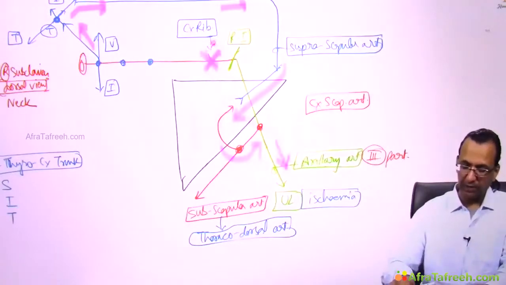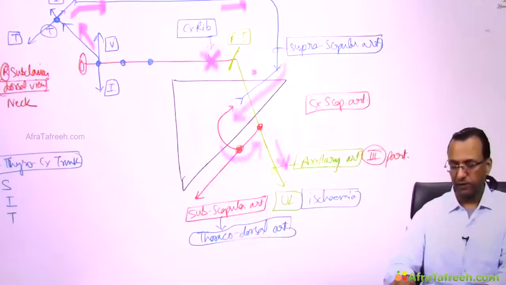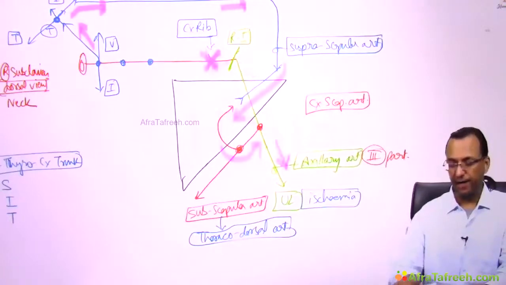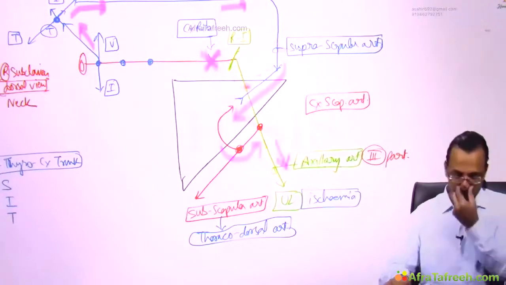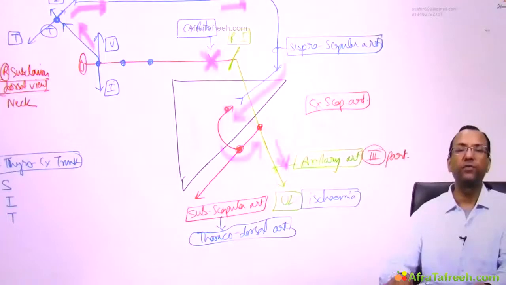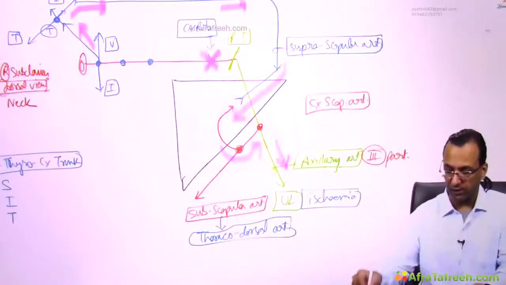So you're bypassing the block. You don't have blood distal to this, but you definitely have a lot of blood proximal to this. That blood you will shunt this way towards this anastomosis, which is the suprascapular circumflex scapular anastomosis. This is one.